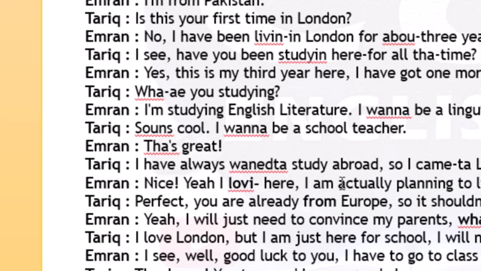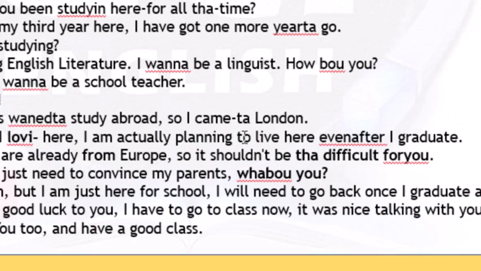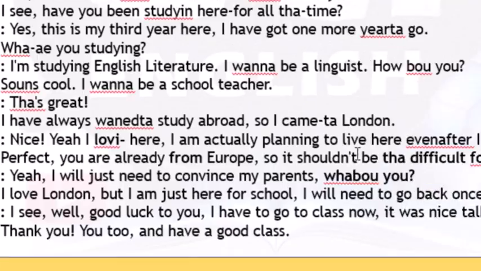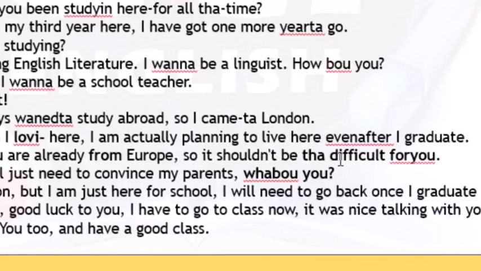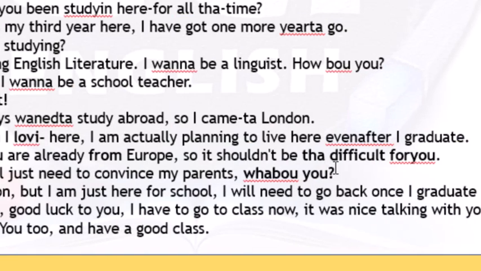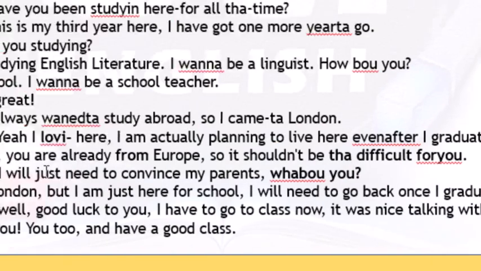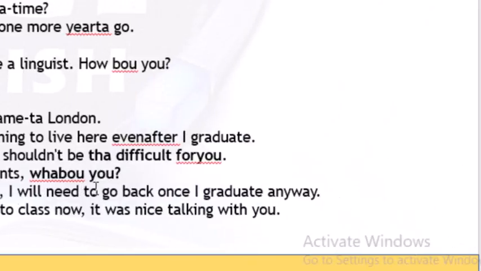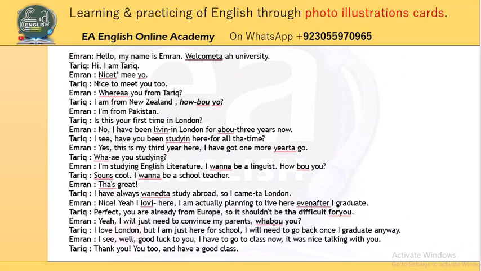I have always wanted to study abroad, so I came to London. Nice. Yeah, I love it here. I'm actually planning to live here even after I graduate. Perfect. You're already from Europe, so it shouldn't be that difficult for you. Okay, yeah. I will just need to convince my parents. What about you? I love London, but I'm just here for school. I will need to go back once I graduate anyway.